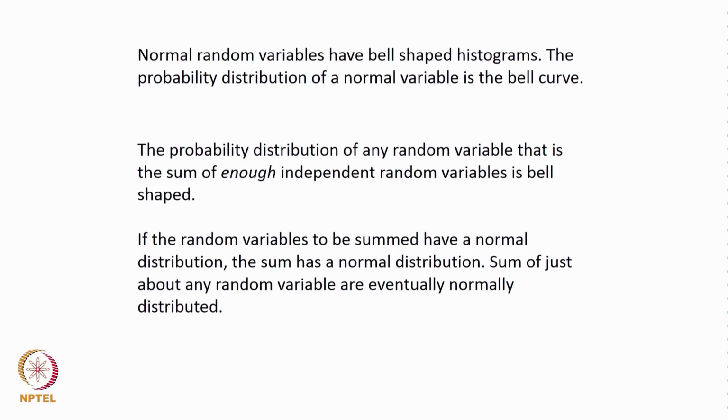The probability distribution of any random variable that is the sum of enough independent random variables is also bell shaped. We will see that. If random variables to be summed have a normal distribution, then the sum has a normal distribution. Sums of just about any random variable are eventually normally distributed. So, if we take a random variable and keep summing them, we at some point would come to the normal distribution. So, you have seen 2 or 3 sentences, and we will try to explain these sentences suitably.